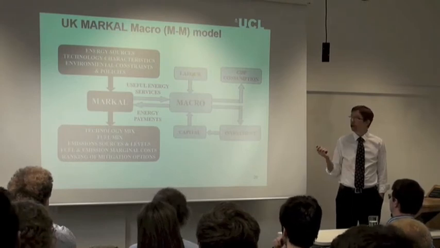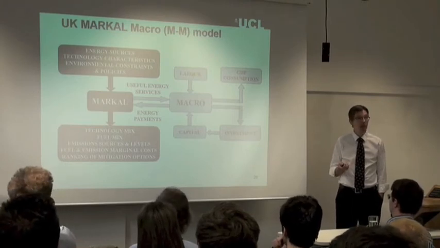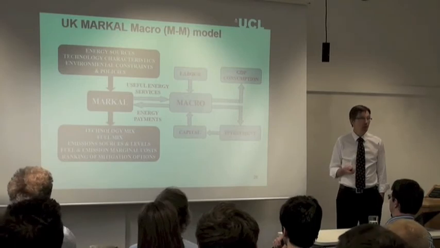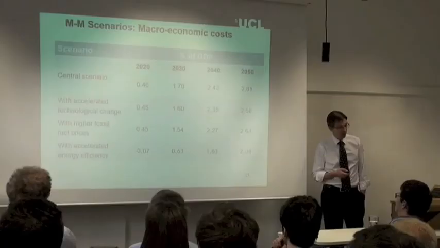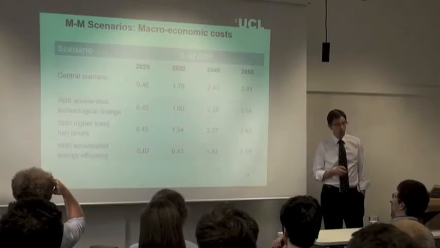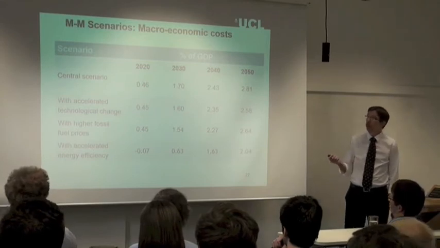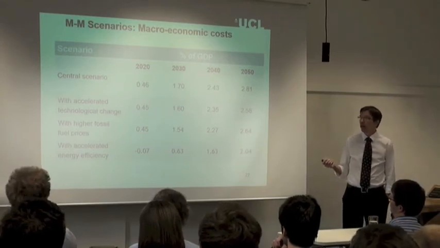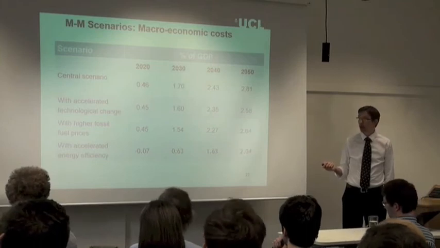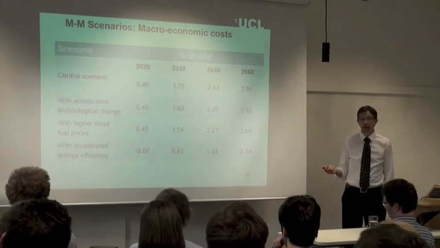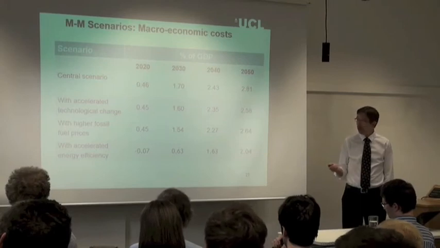If you're a true macroeconomist, you think this is a very simple model. If you're an engineer, you think this is quite complex. So my penultimate slide is just looking at some of the costs from this model. I'm just going to show you four scenarios, a central one, and then three ones with improved endogenous technological change, higher fossil fuel prices, and accelerated energy efficiency.